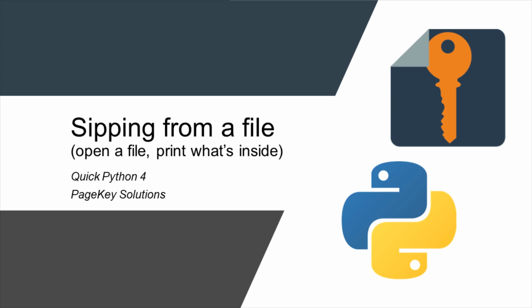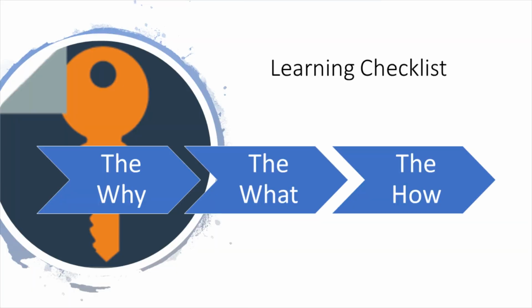Today's our fourth lesson and we're going to be sipping from a file. Not chugging from a file, not yet, nothing too serious. Just taking a sip, seeing what's inside and printing it out. As always, we'll follow our learning checklist, starting with why we're doing this and how it's useful, moving on to what we'll be creating today and how we can implement it ourselves.